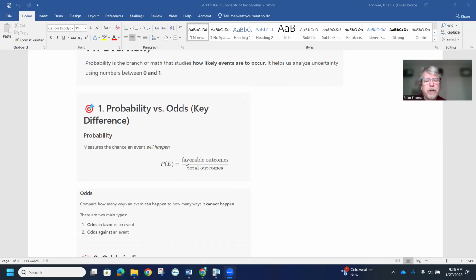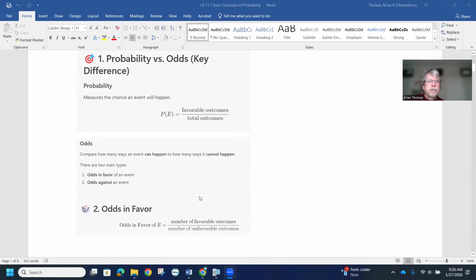So the number of favorable outcomes goes on the top and the total outcomes goes on the bottom. So it's going to be written as a fraction, but that fraction can be converted to a decimal or a percent based on what best communicates that information. So favorable outcomes over the total outcomes, that's probability.